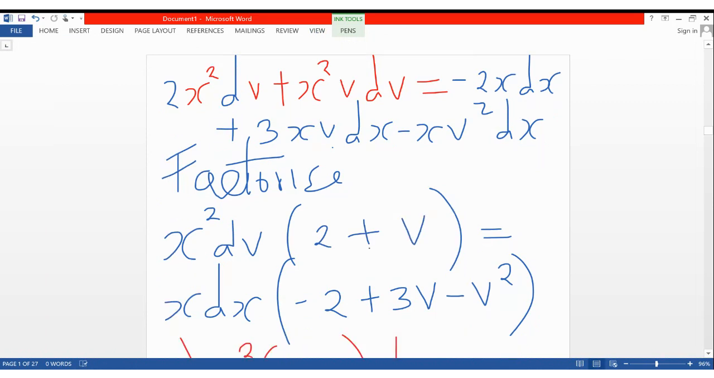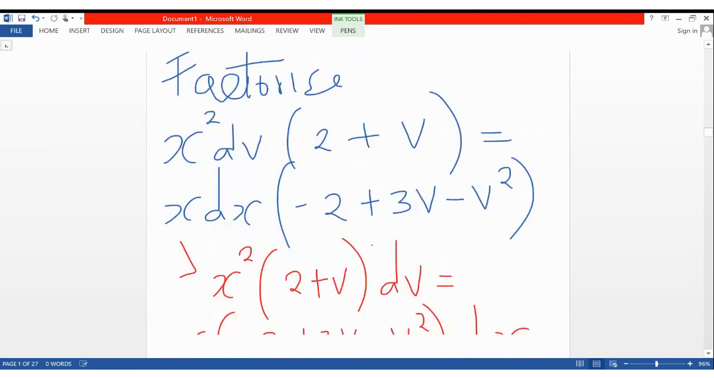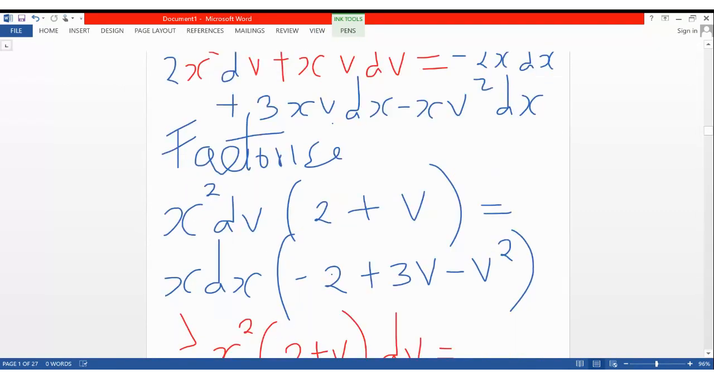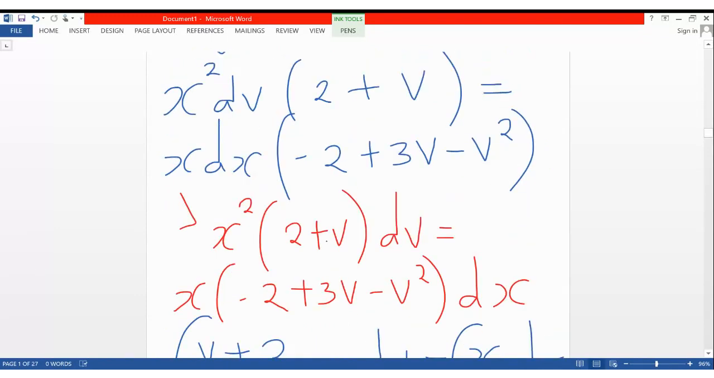So when I write like that, I rearranged. Check, I have 2 plus v. It's just a matter of rearranging. I have x squared. You can see the 2 plus v is still there. Then the dv is still there, is equal to. Then we have the x.